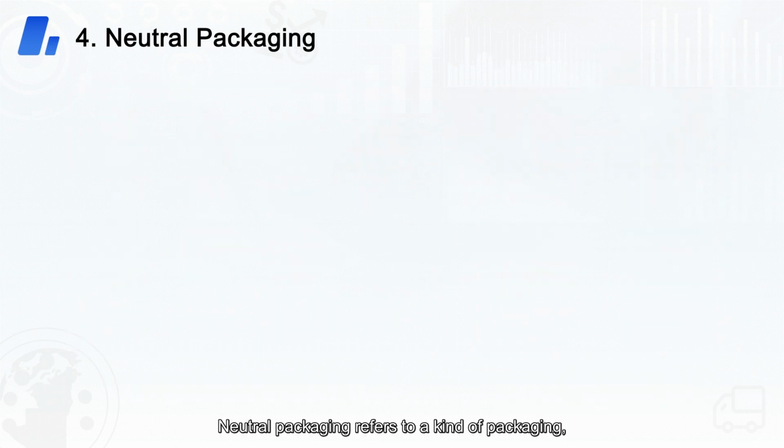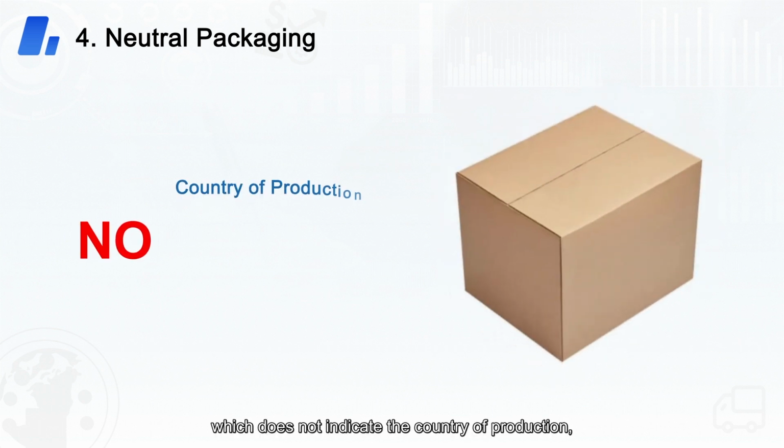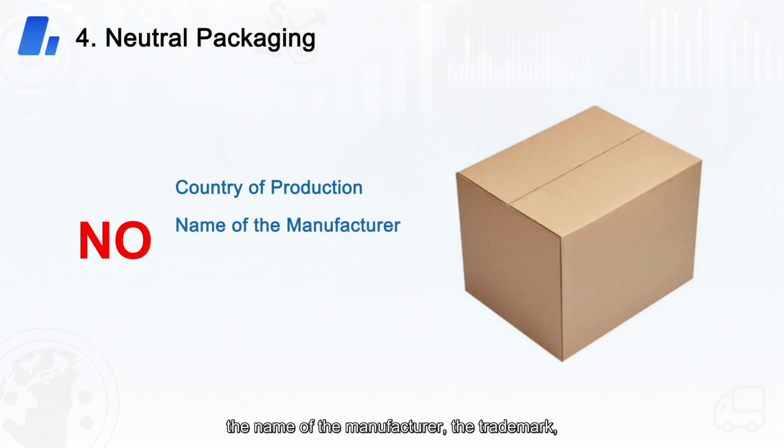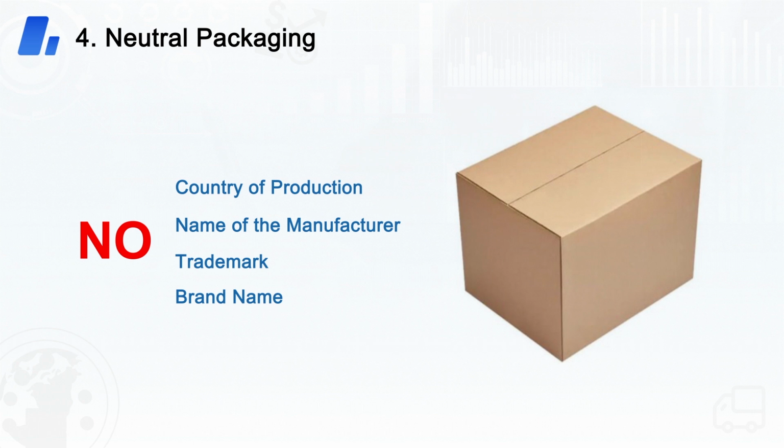Neutral packaging refers to a kind of packaging which does not indicate the country of production, the name of the manufacturer, the trademark, or the brand name on both the inner and the outer packages. Neutral packaging is a commonly used way in international trade, mainly to break the tariff and non-tariff barriers in some importing countries and regions, as well as to adapt to the special needs of transactions, such as intermediary trade.